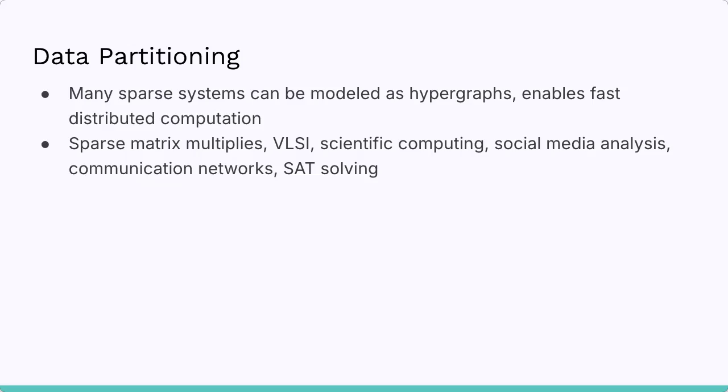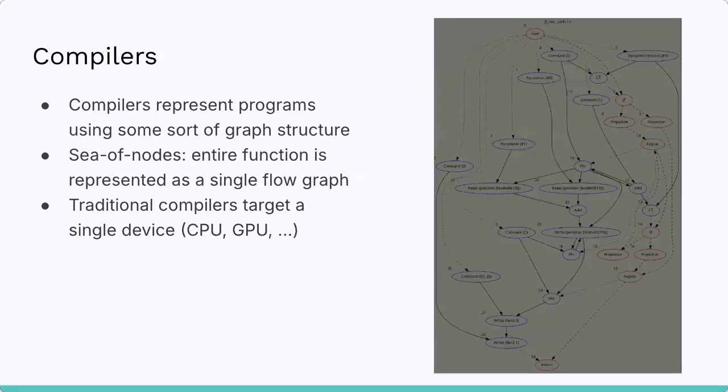Other cases include if we want to do sparse matrix multiplication, you can do some sort of hypergraph where you have rows as edges, columns as vertices, and you can use this to figure out how you might want to break up your matrix across multiple computers if it is sufficiently large. And the case that I care about is in compilers.